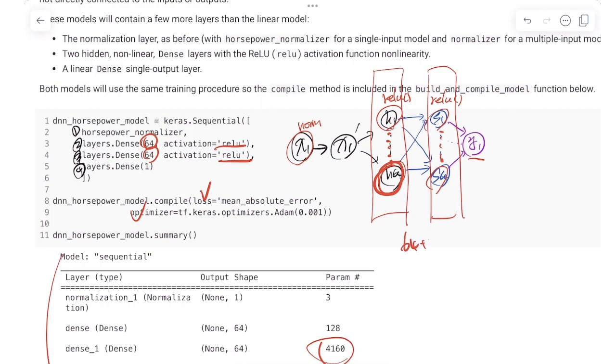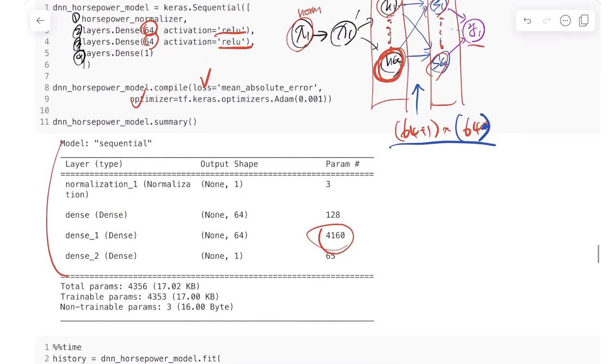So in total we have 64. There's always an additional b right here. So in this layer we have 4,160 links between these 2 layers. So we have a lot of different parameters, and those parameters help us to describe a better relationship between x and y, and so on and so forth.